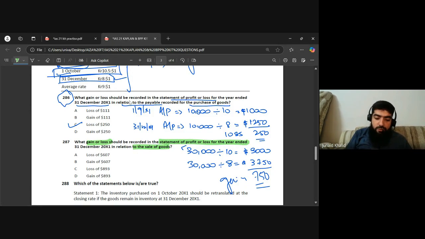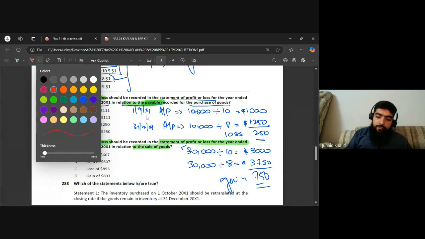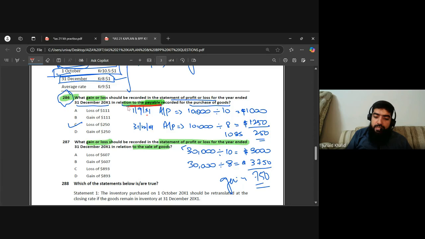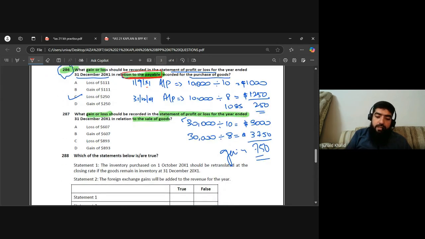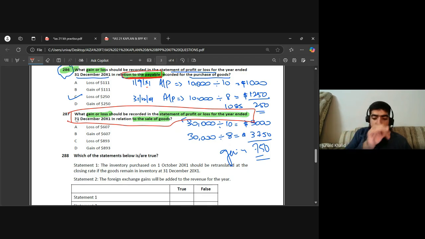However, in question number 286, we were calculating the gain or loss in relation to the payable only. Are you getting the point? Yes. There the examiner instructed that we need to calculate the gain or loss on payables only. It was not required for the whole gain or loss, but here it is required that we calculate the gain or loss on the complete transaction on that particular sale of goods. Are you getting the point?